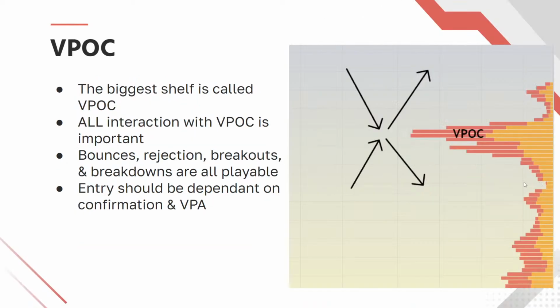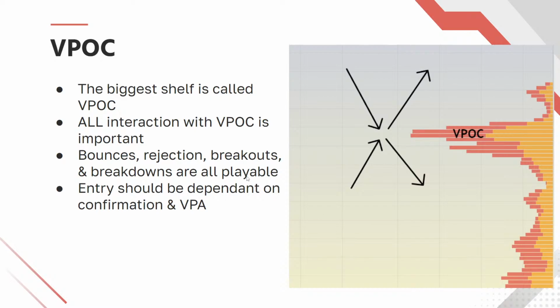VPOC here. We're talking VPOC, which is the largest shelf on the volume profile. So at any time, the biggest volume shelf is your VPOC level. The biggest shelf is called VPOC, and all interaction with VPOC is going to be important. It doesn't matter if price is acting good, acting bad, up, down, sideways, chop, whatever it is. All interaction with VPOC is going to be important.